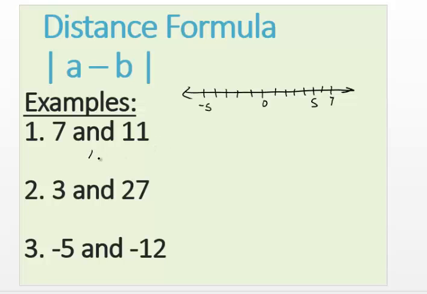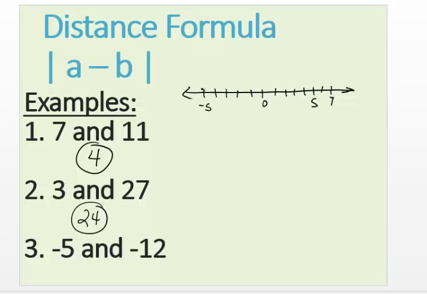These are 4 units apart. Those are pretty simple when they're both positive. The same thing as with 3 and 27. Those are 24 units apart, and that's easily seen in that distance formula. The ones that are more challenging for people are the negative numbers.